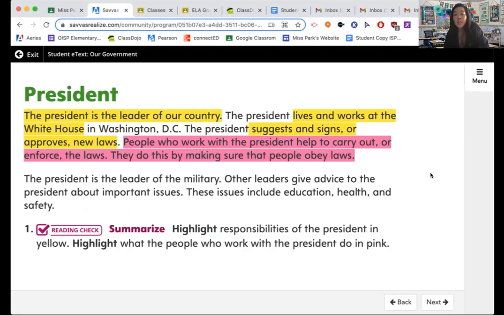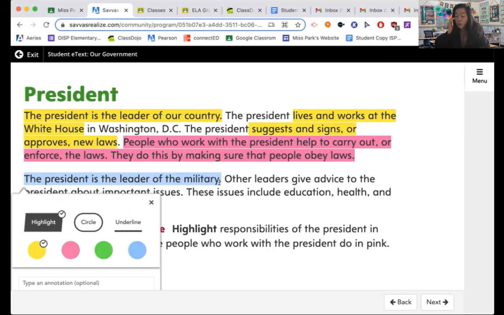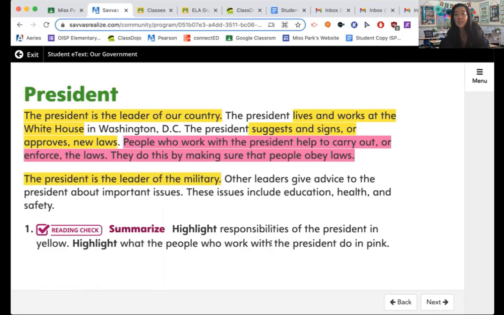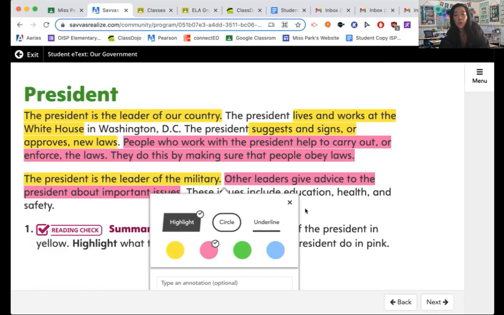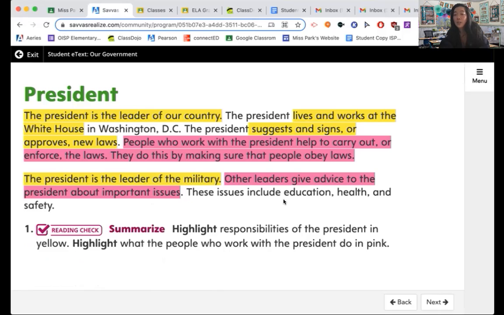Other leaders give advice to the president about important issues. These issues include education, health, and safety. So that is another responsibility of the president. He is the leader of our military. So if you're in your book, you're going to underline. We're going to highlight that in yellow. And then other people who work with the president or other leaders give advice to the president about important issues, and those important issues can be like education, health, and safety.